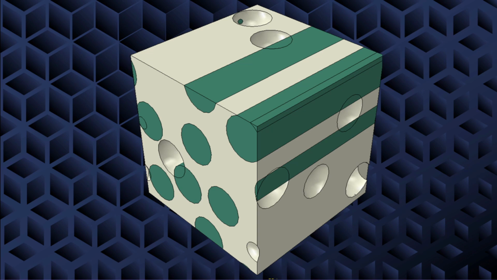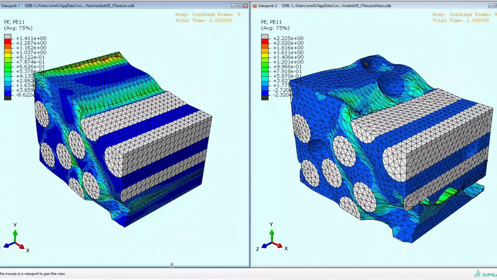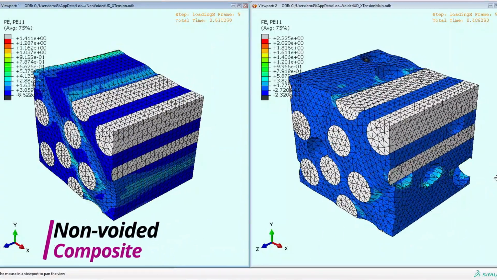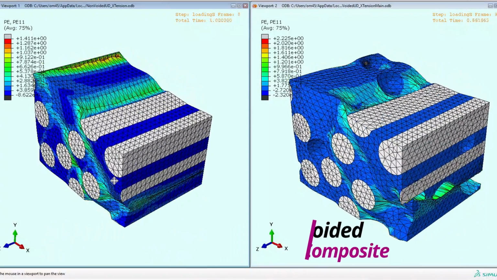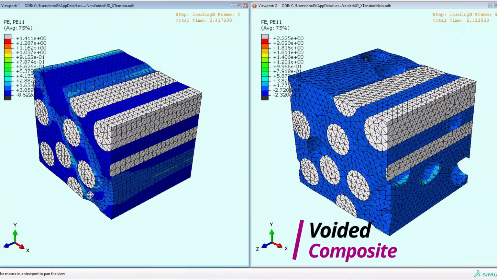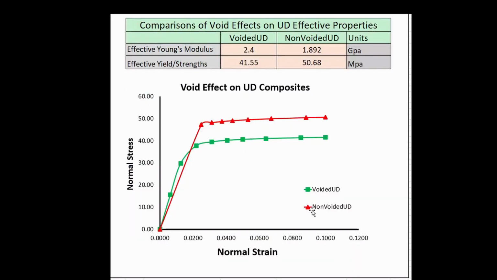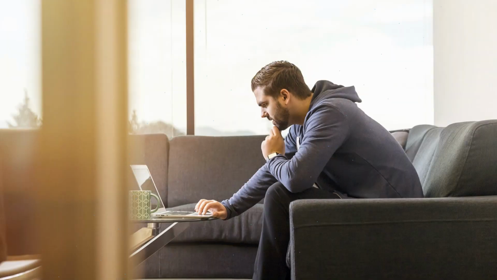At the end, the kind of result you'll be expecting will be something that looks like this. Basically, it's a comparison between the voided composite on the left and the unvoided composite on the right, and you see the kind of behavior that they are showing. Also, when we look at the mechanical behavior, you notice that the voided composite and the non-voided composite had different results. So this is the object of what we're going to do in this video. So let's sit back and relax as we try and help David solve this problem.